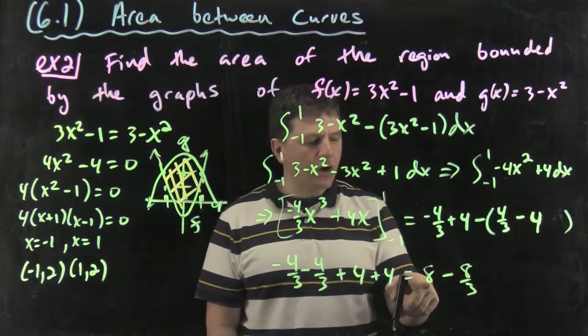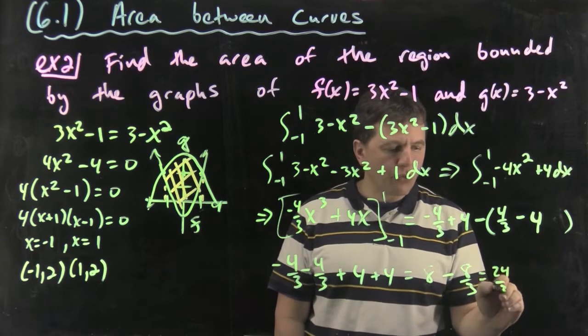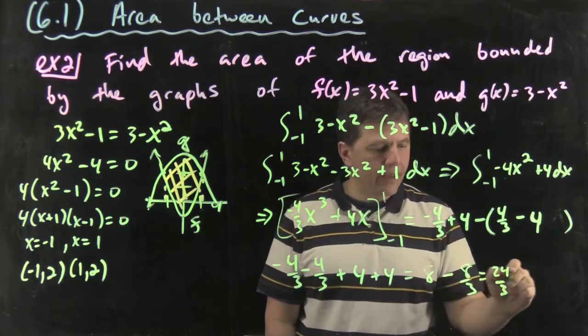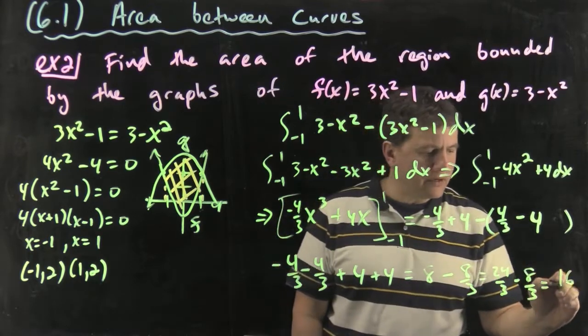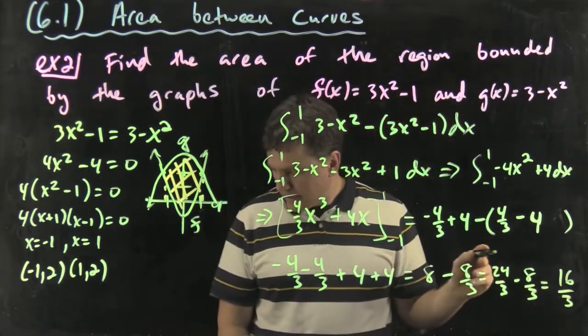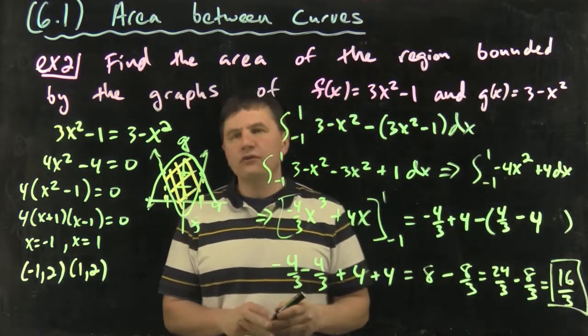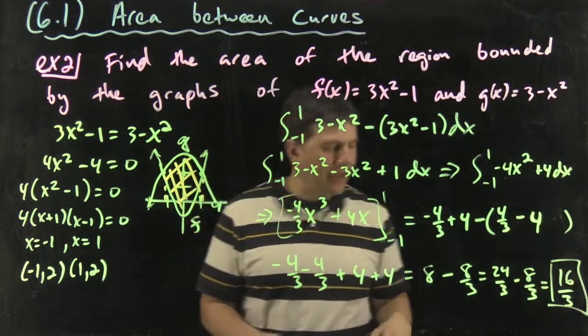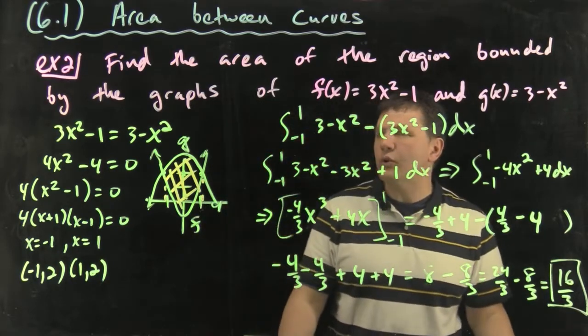So this we want to call 24/3, right? That's still 8 minus 8/3. And so what we get is 16/3. And that is the area between the curve. Once again, if you want to check that, you can go ahead and use Math 9 to check. Okay, so that is example 2.